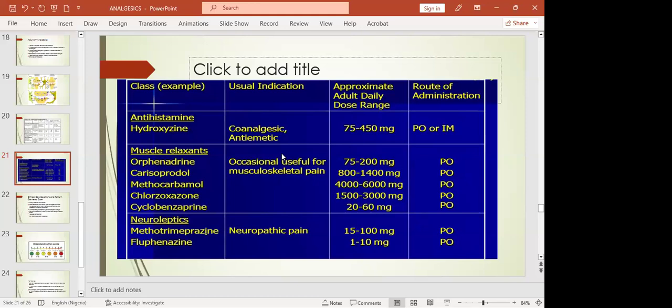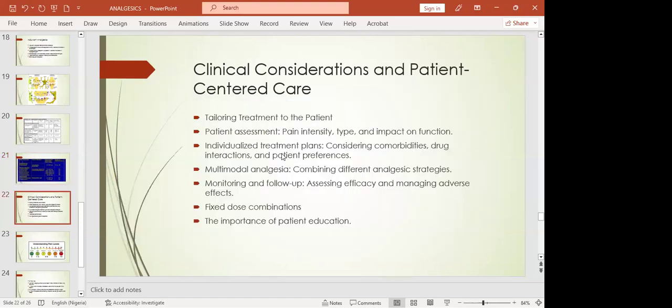Then we already explained neuroleptics, which are drugs that would have a bit of antipsychotic properties in a bit to relieve pain. So on that note, we come to the end of analgesics. So what are some clinical considerations that you want to keep in mind when you give your patient analgesic? Not all analgesics can be given to all patients. So your analgesic should be tailored to a particular patient.